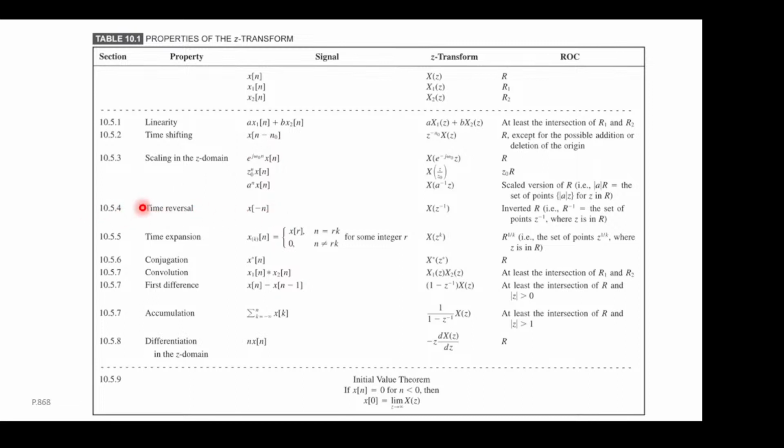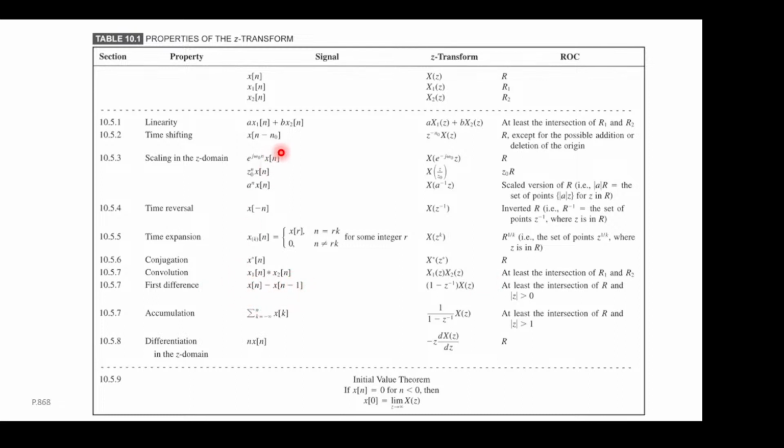More properties based on the changing time domain. If we have time shifting, then we have time reversal, which gives you z to the minus 1, and time expansion, where you need to do the weird x subscript k, and this gives you big X of z to the k. Also conjugation as usual gives you X star of z star, and convolution in time gives you multiplication in z.